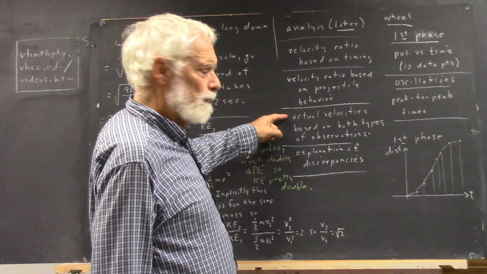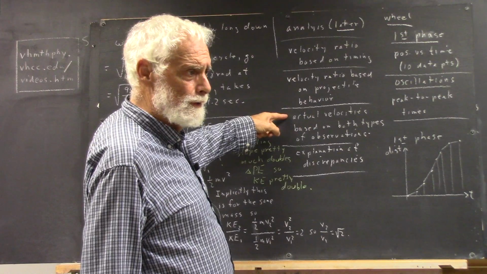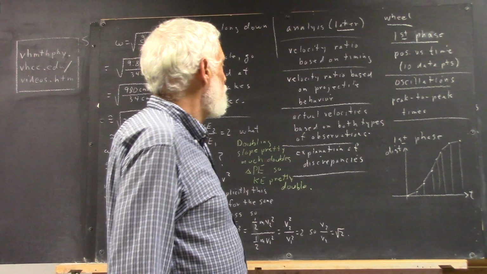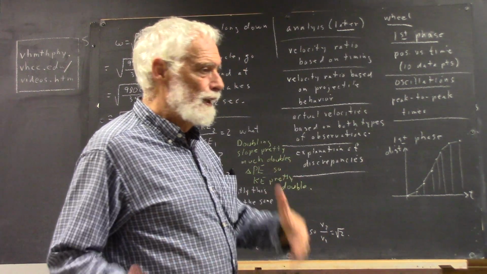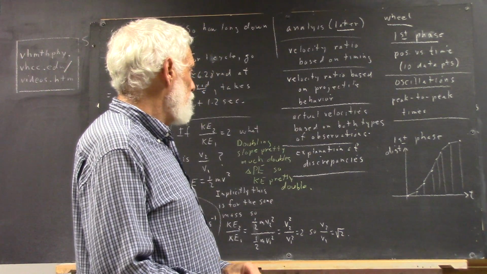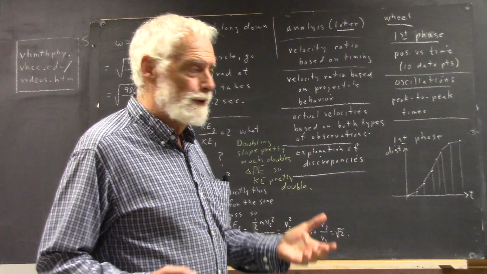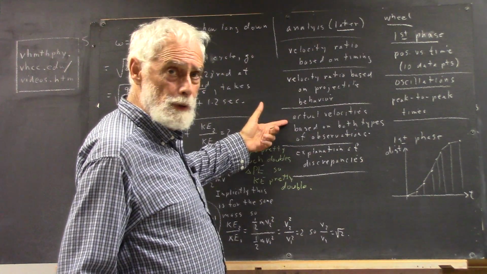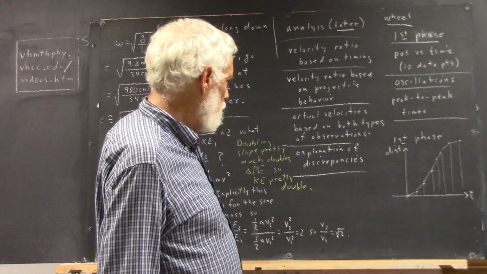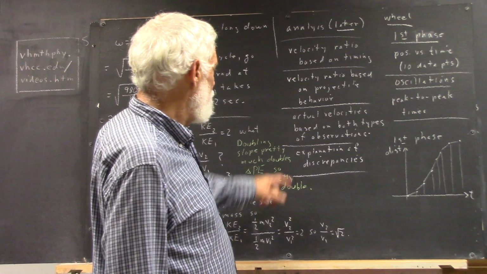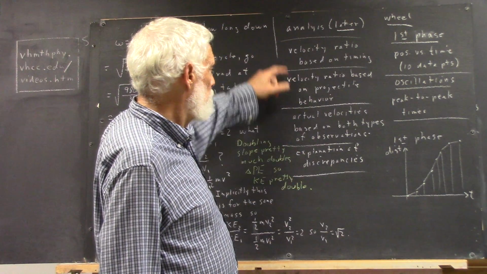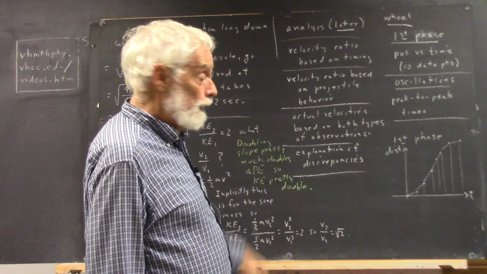Now, I don't know what I really meant by actual velocities because you're not going to be able to get actual velocities. We haven't done any direct observations of velocity to allow that, so I'm not even sure what I meant when I wrote that down, but you get the idea. And then explanation of discrepancies between these velocities and velocity ratios.